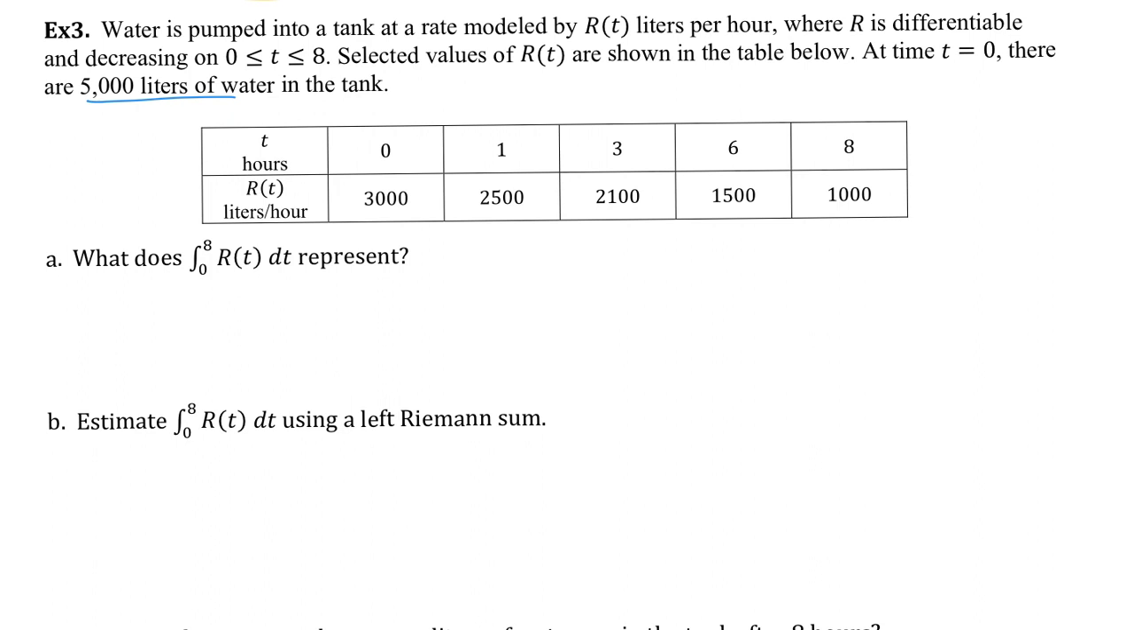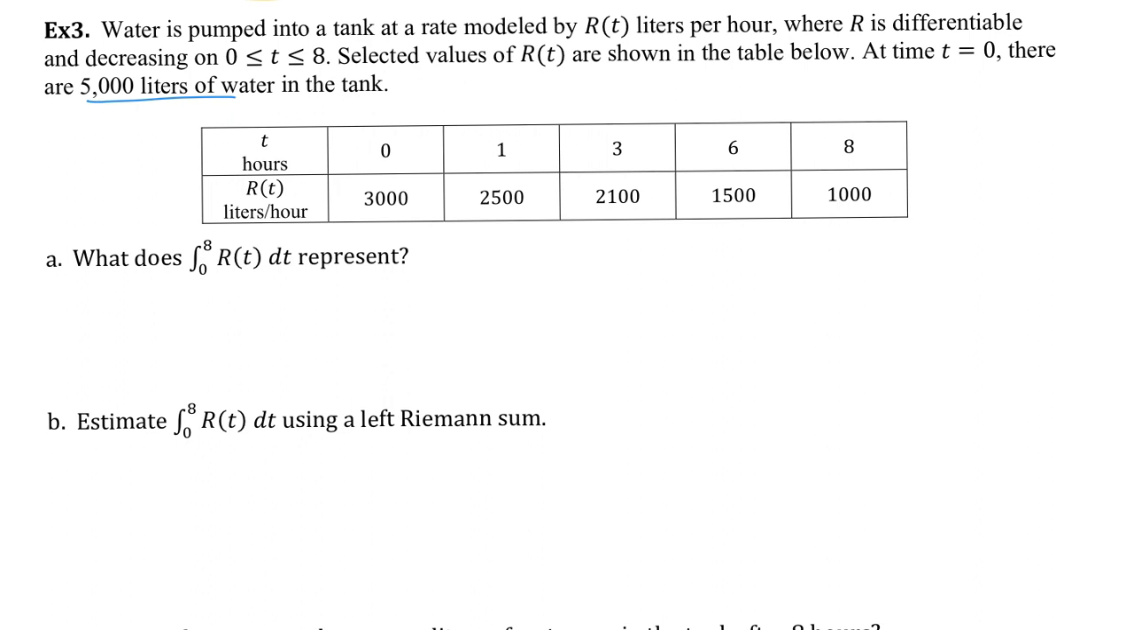Okay, let's consider, we start with 5,000. So there's already 5,000 liters of water in the tank at time 0. Now why is this 3,000 if this is 5,000? Well, this 3,000 is just the rate at which new water is being added to the 5,000 at that moment in time at t equals 0. And then this is the rate. It looks like the rate's decreasing. Or actually, they told us it was decreasing.